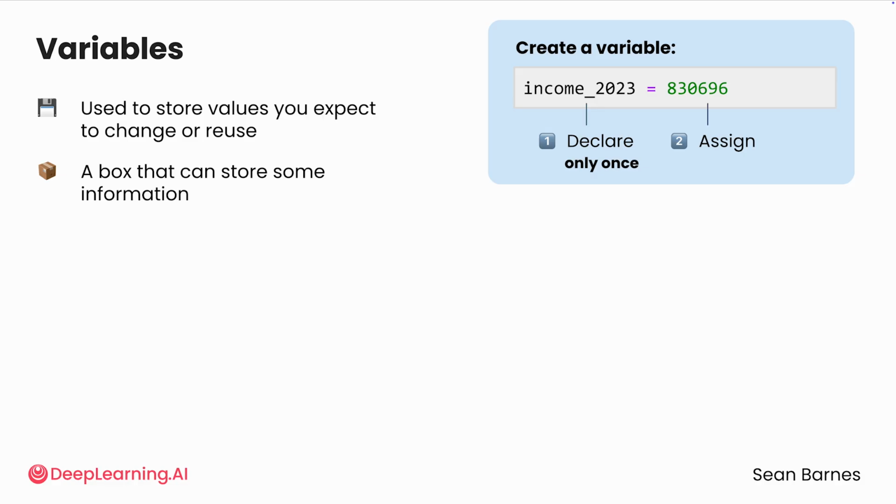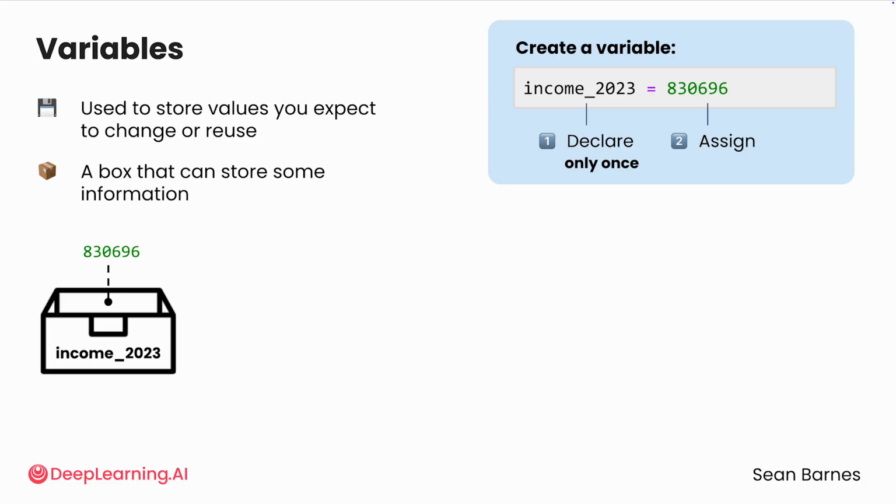Consider the line of code you saw a moment ago. Income 2023 equals 830,696. You have a box, you label it income 2023, and you store the value 830,696 inside it. When you want to use this value in your code, you tell the computer to check the box labeled income 2023 and use whatever value is in there. Python variables are similar to cells in a spreadsheet. You have a cell, you store a value in it, and that cell has a name. In this case, the name is income 2023 rather than a row and column reference.